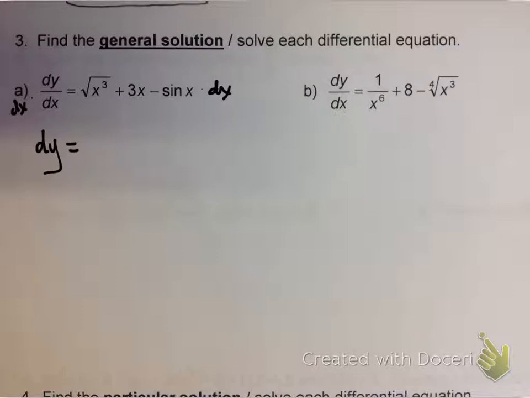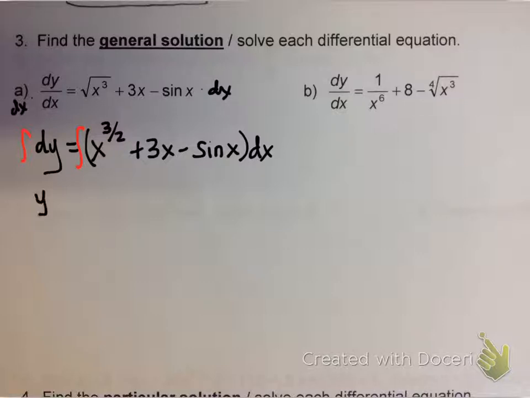because the dx's cancel, equals, I'm going to rewrite that cube root of x to the third, square root of x to the third as x to the 3 halves plus 3x minus sine of x, all of that times dx. And now I can integrate both sides, and my variables are separated, which means that I can go ahead and just integrate like normal. Integral of dy is y, and over here I'm going to integrate like normal.